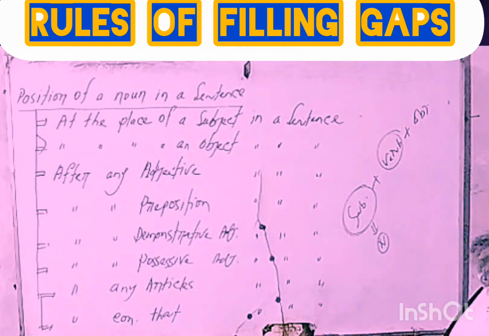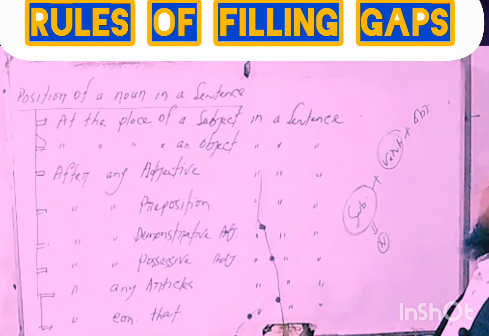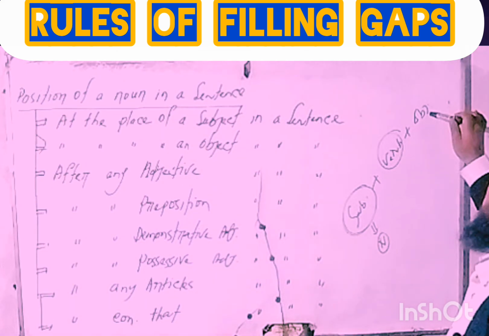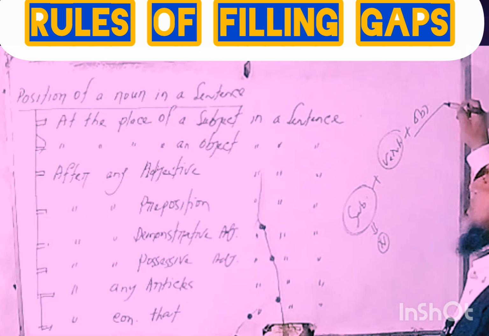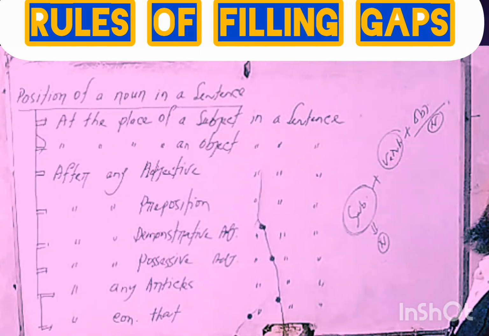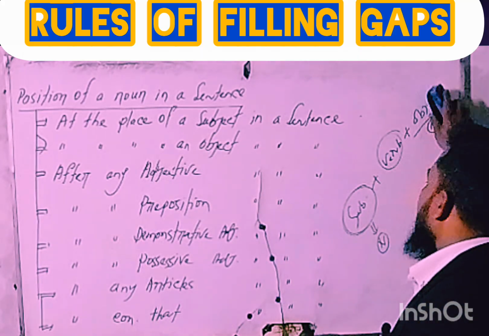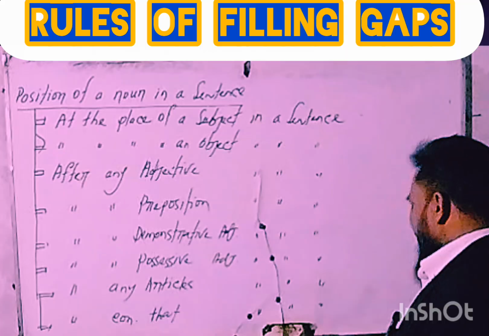But my question to you, my dear learners: what is the position of an object? Keep in mind that in a sentence, an object is used after a verb. So at the place of an object in a sentence, of course a noun will be used. Okay, next, number three, after any adjective.